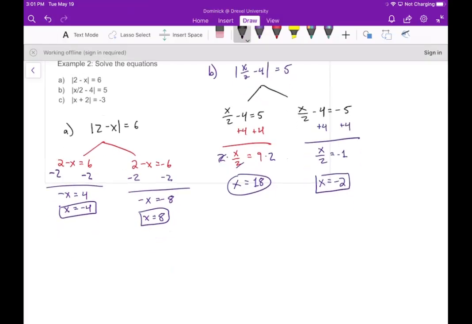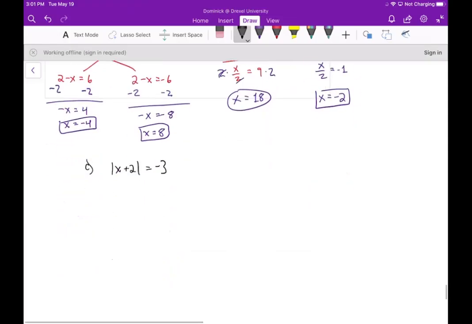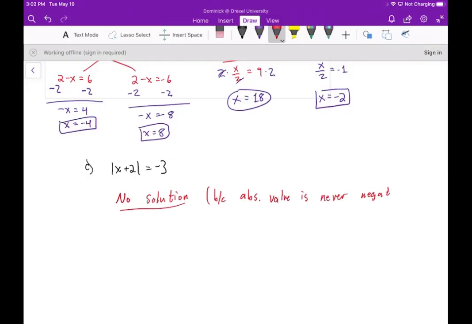Now, finally, in part C, we have something different. We have absolute value of x plus 2 is equal to -3. Now here, you don't want to say this is equal to two separate things. Here, you just want to say this is no solution. Right? And again, why is it no solution? Because absolute value can never be negative. Okay, so as soon as you have absolute value equal to a negative number, automatically no solution.